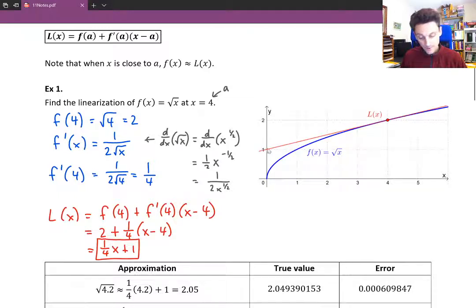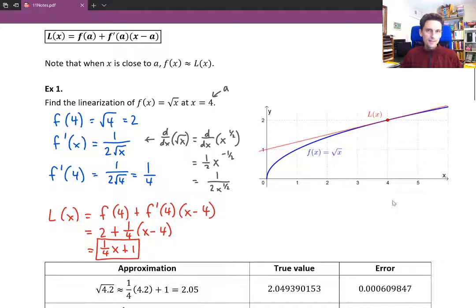Notice that the slope is 1/4. Rise over run from this point to this point is positive 1 in the y direction, positive 4 in the x direction, so the picture matches the slope there. And the y-intercept is 1 in the picture, which is exactly what we got. So we got the equation for that tangent line at x equals 4.